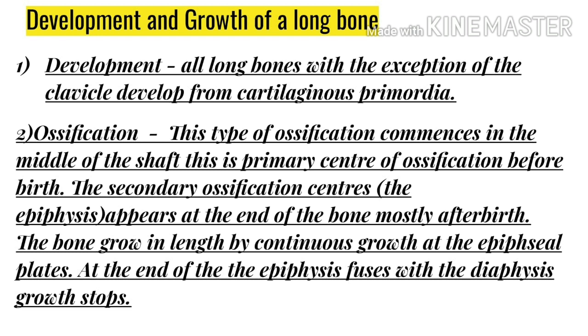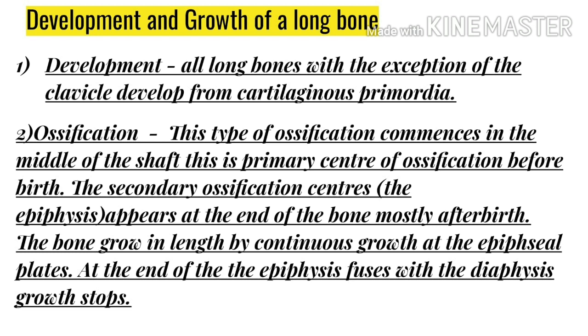Development and growth of a long bone: development, ossification and remodeling. Development. All long bones, with the exception of the clavicle, develop from cartilaginous primordia. Always remember, all long bones with the exception of the clavicle develop from cartilaginous primordia, that is endochondral ossification. It means growing cartilage is systematically replaced by bone to form the growing skeleton.